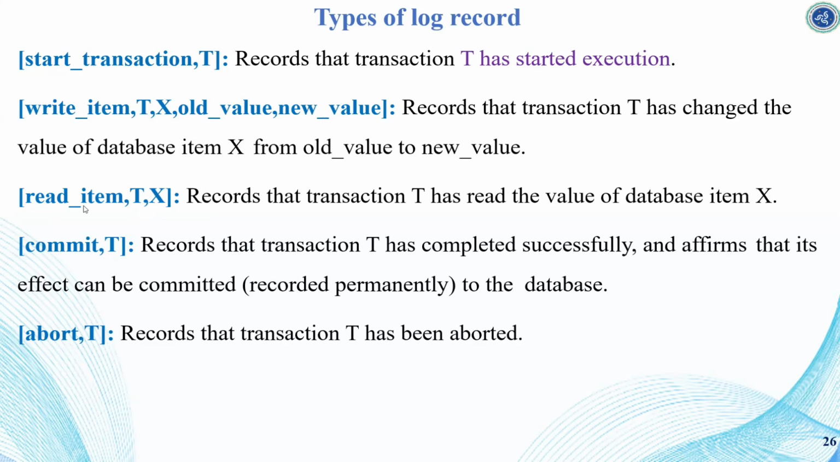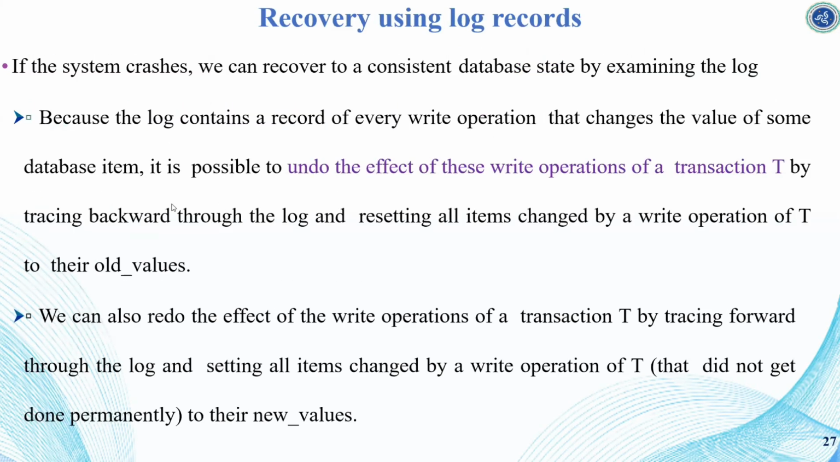Okay. Next one is read_item, T, X. That is, in the transaction T, we are trying to read a value of X. Okay. Next is commit, T. You are committing or saving the transaction T. And that means that you are permanently saving all the updates or all the write operations that are performed inside the transaction T. Or abort, T. Abort means you are aborting the transaction T. So these are the different types of log records that are used in transaction processing.